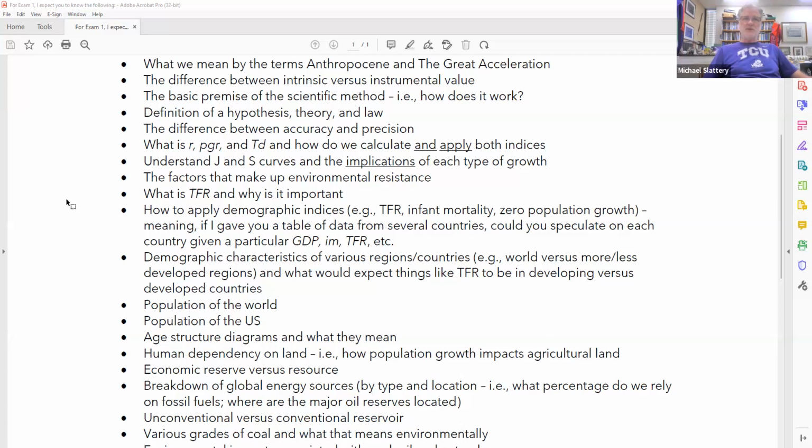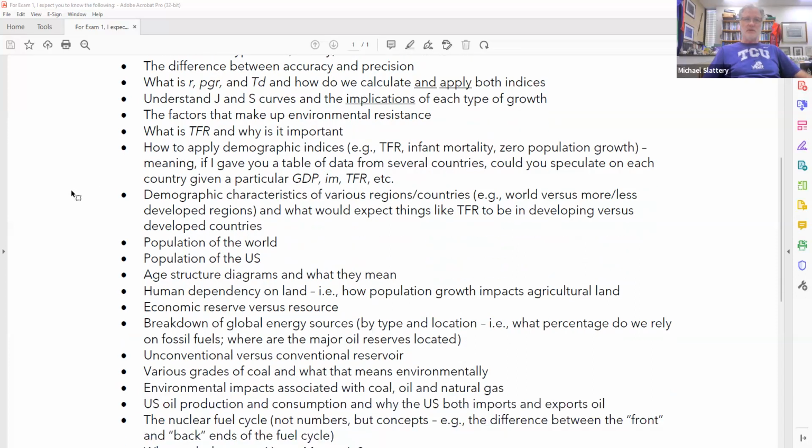The difference between exponential biotic potential J curves and S curves, the implications of each type of growth, what that means when you begin to approach the carrying capacity, and the factors that make up that construct of environmental resistance. So we looked at that as well. What is the total fertility rate and why is it important? You need to know that.